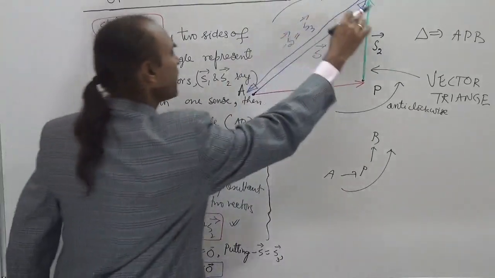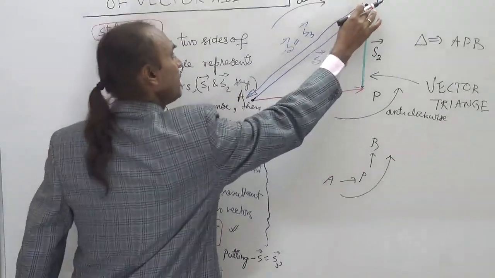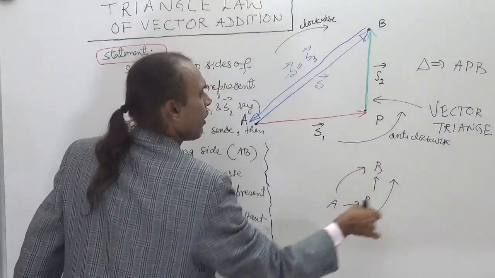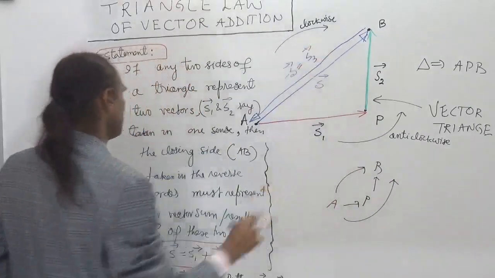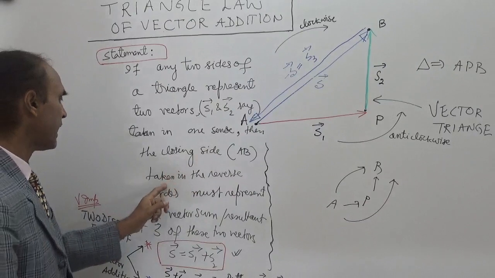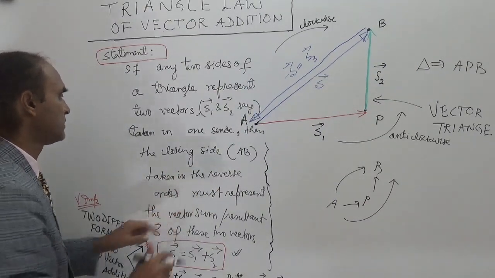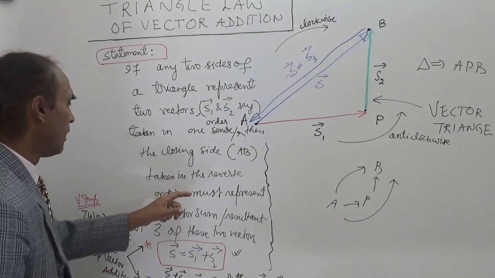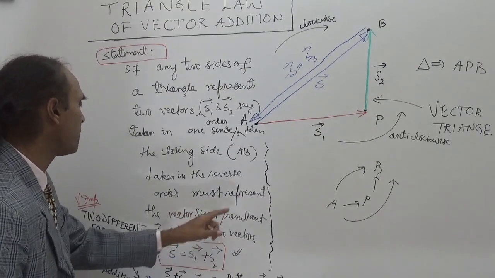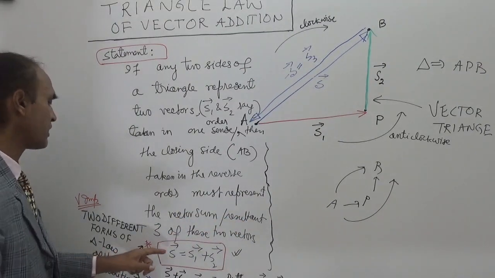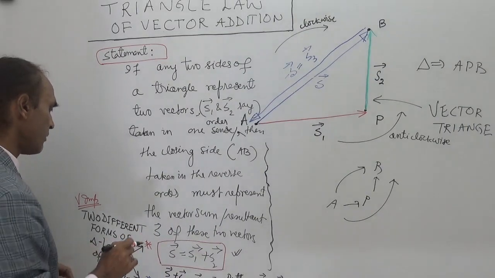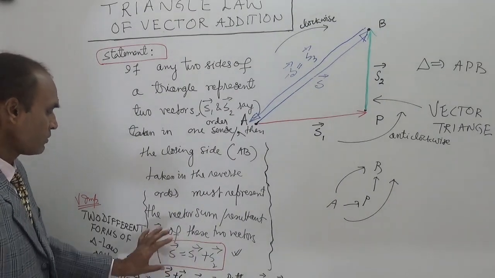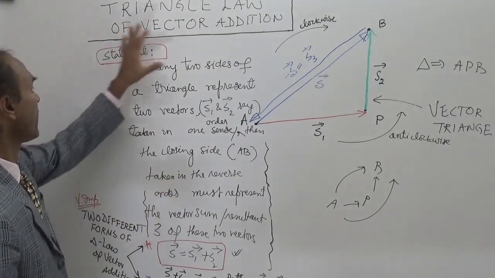Then the closing side of the triangle, what is the closing side? AB. Taken in which sense? AB is taken in the opposite sense of anticlockwise, that is the clockwise sense. The closing side AB taken in the reverse order or reverse sense, the sense or order, both are the same thing, must represent the vector sum or the resultant or the net effect of S1 and S2. Resultant is of these two vectors, S1 and S2. S is equal to S1 plus S2. So this is the equation, this is the statement of the triangle law of vectors.